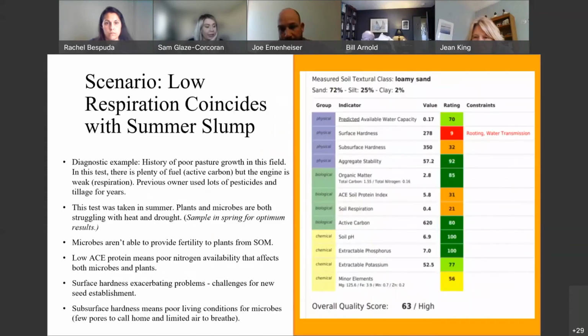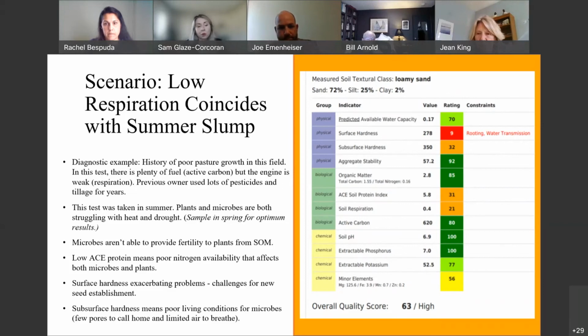I'll go through that quickly, and then we'll go to Q&A. This is a good example of a diagnostic. This is a field that someone inherited in the past. The previous owner had done a lot of tillage and had used a lot of various pesticides. By pesticides, I mean herbicides, insecticides, fungicides, the whole spectrum.